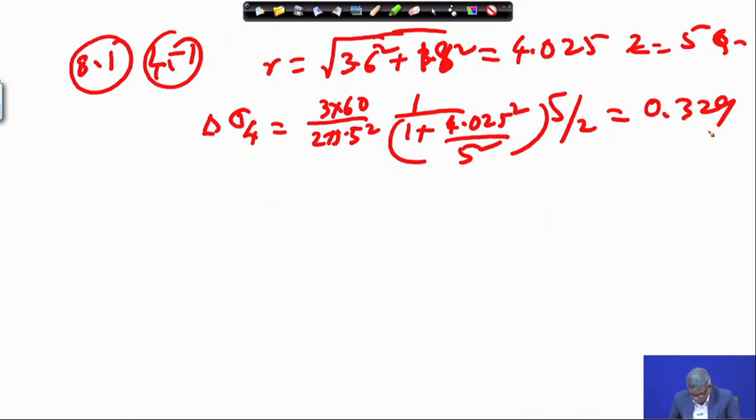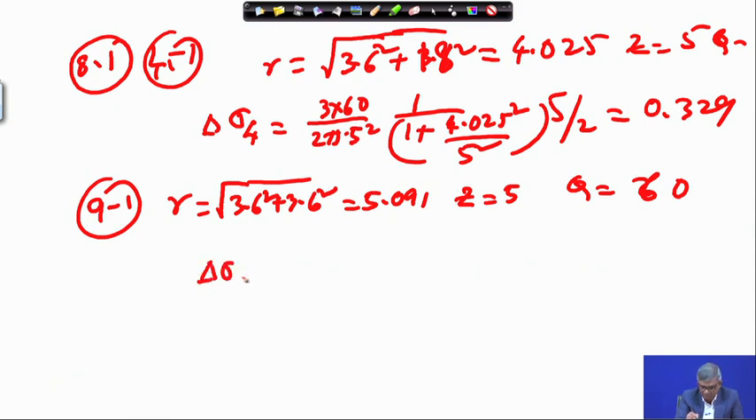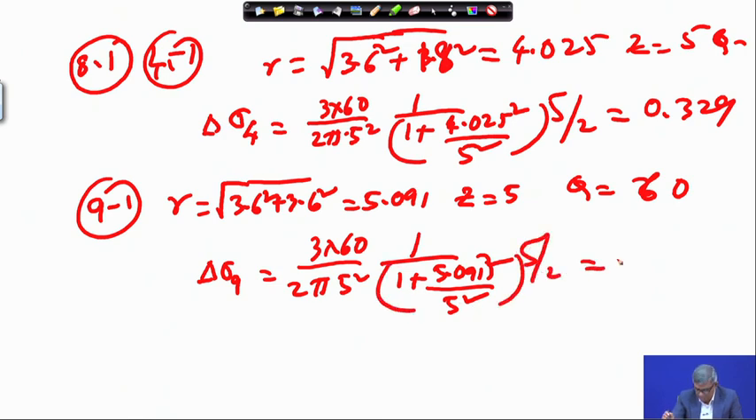Now another will be there, delta sigma 9. For 9.1, R becomes the square root of 3.6 squared plus 3.6 squared, which is 5.091, and Z is the same 5, Q the same 60. So once again I can calculate delta sigma 9. That becomes 3 multiplied by 60 divided by 2 pi 5 squared, times 1 by 1 plus 5.091 squared divided by 5 squared, to the power 5 by 2, and this value gives you 0.193. So these are the different components I have got.